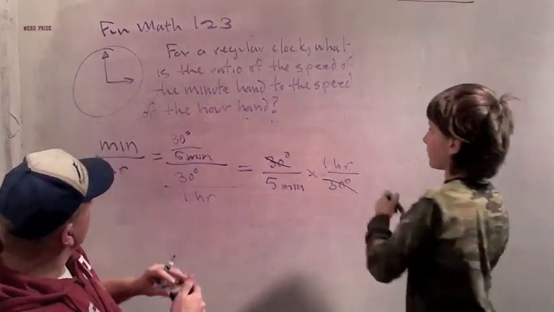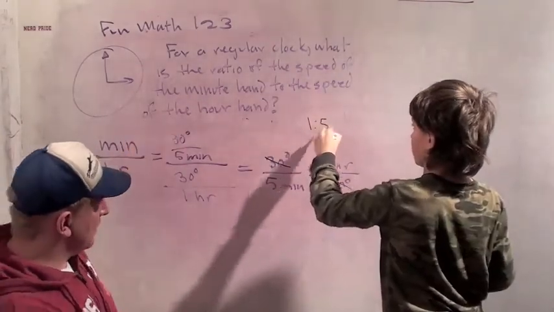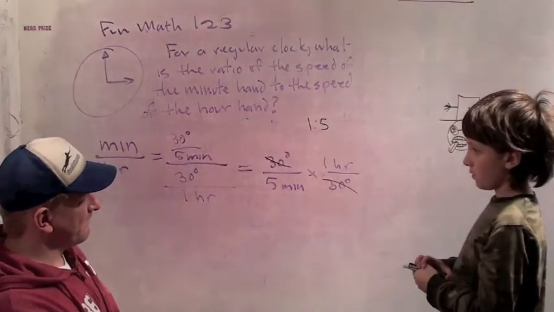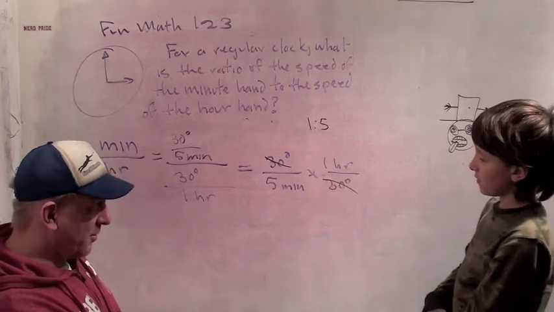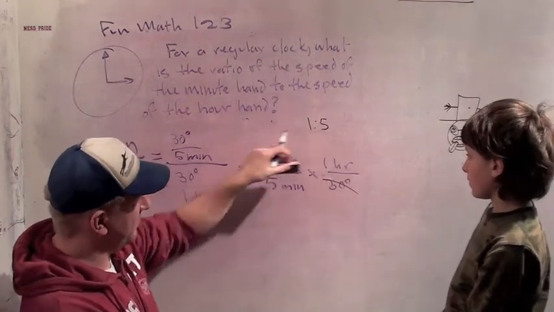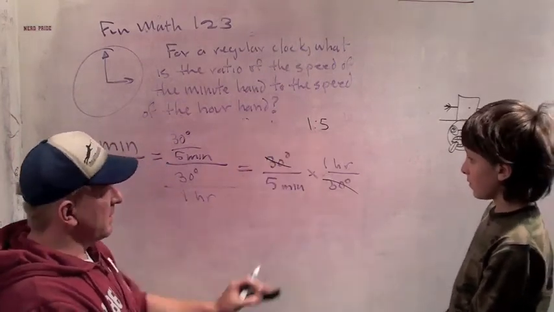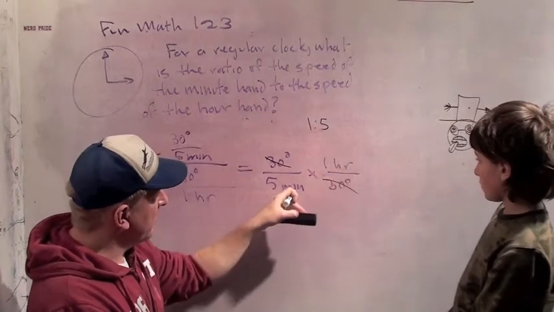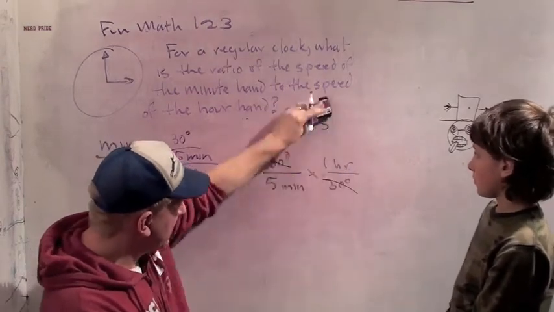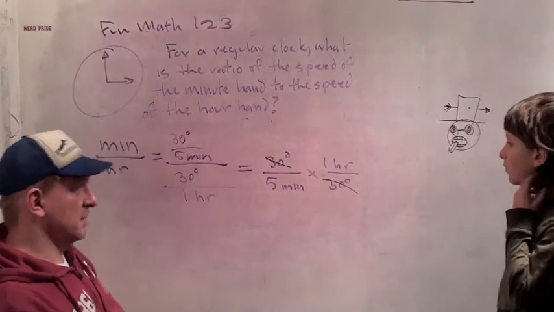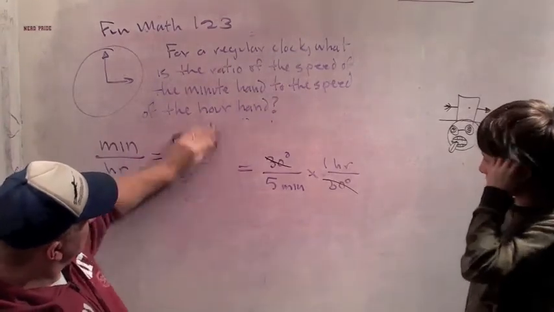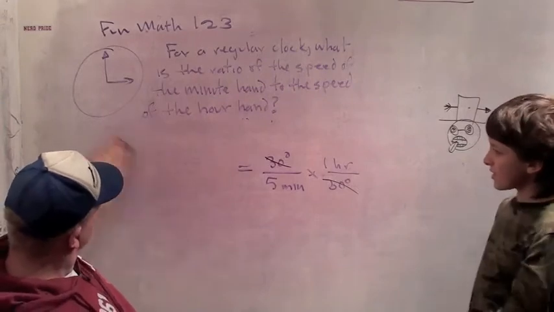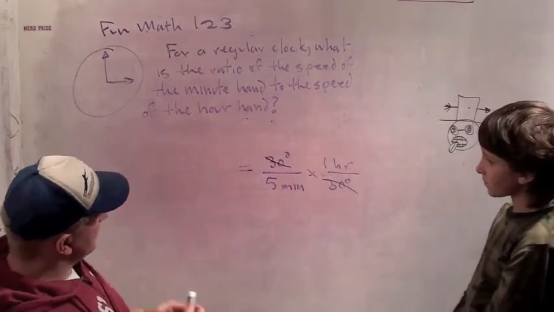So now how are we going to simplify that? It's 1 hour and 5 minutes. That's not 1 to 5. The units are different. It's 1 hour to 5 minutes, but I want a number for this ratio. How are you going to simplify 1 hour over 5 minutes? We need to get the units the same.